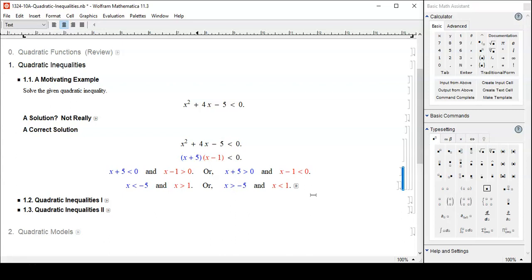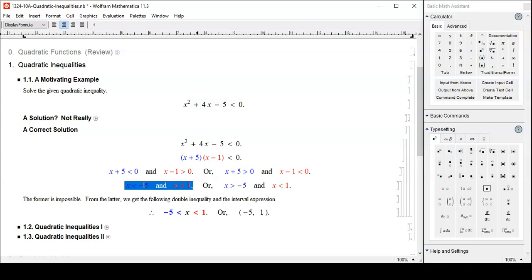And then also there are some additional difficulties, versus and versus or. And even worse, what is this? X is less than negative 5 and also greater than positive 1. That's not possible. So the former is impossible, that just drops out, and we just have the latter, greater than negative 5 but less than 1, so we get this double inequality. X is greater than negative 5 and less than 1, and consequently yielding this interval expression, open interval negative 5 to 1.